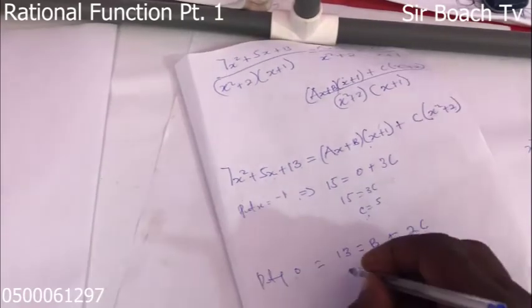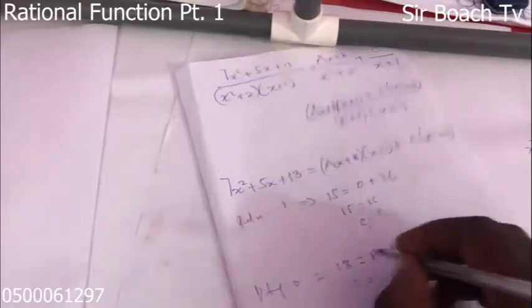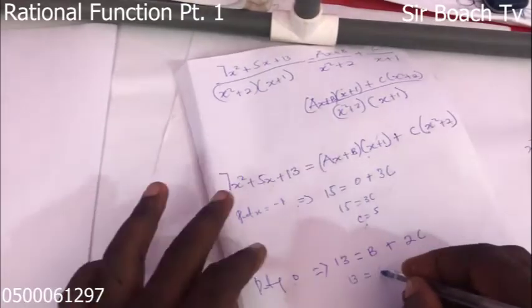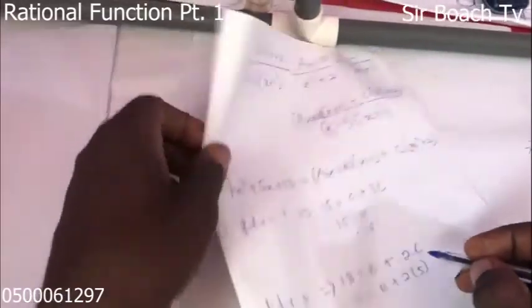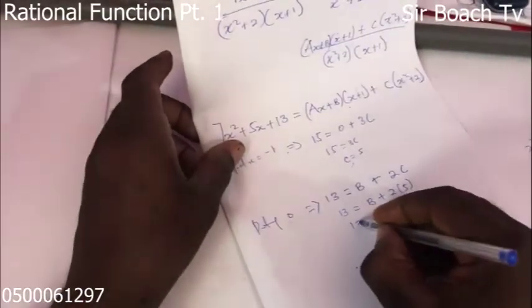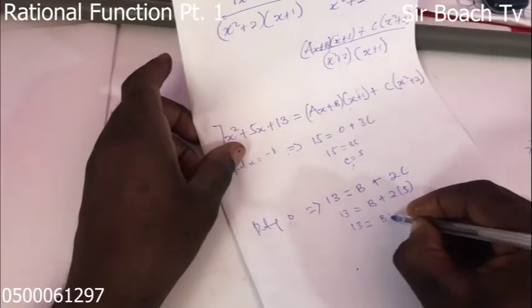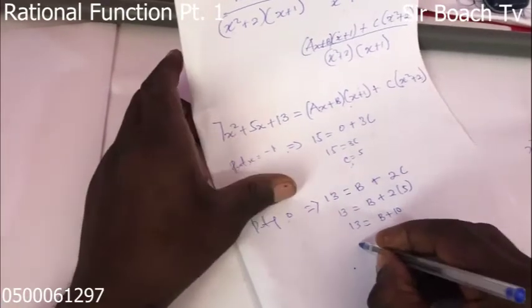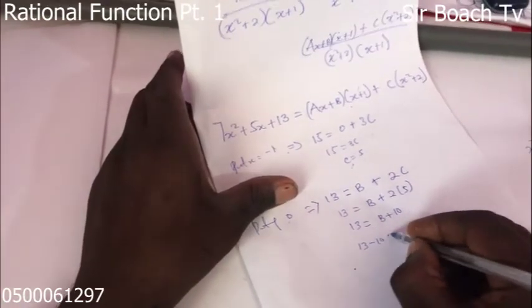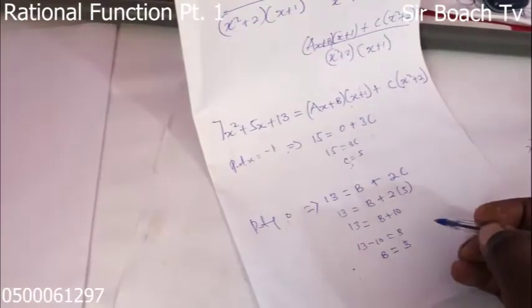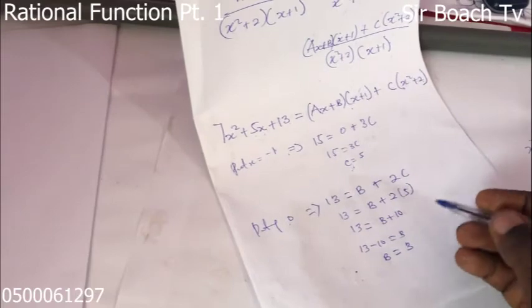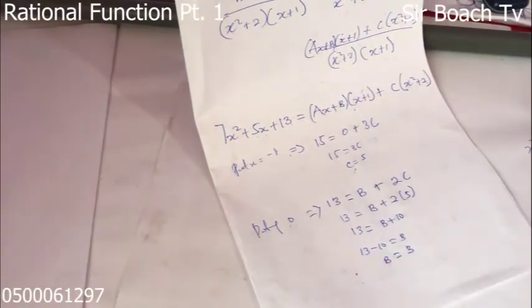Now we know that C is 5 from here. So I'm going to get 13 being equal to B plus 2 times 5. So 13 is equal to B plus 10. We send it here. We're going to get 13 minus 10 equal to B. Then our B will be equal to what? 3. Okay.